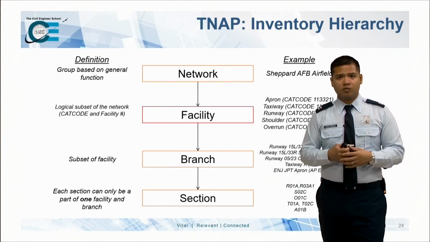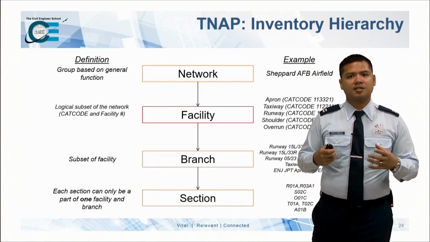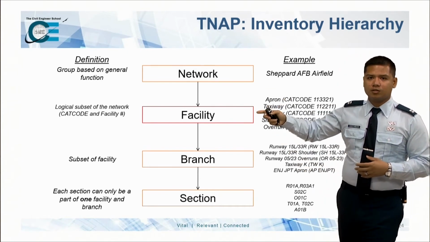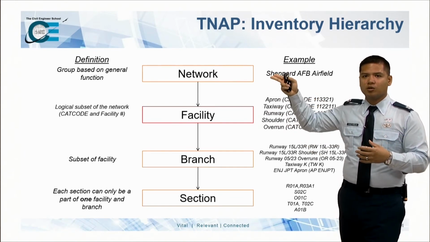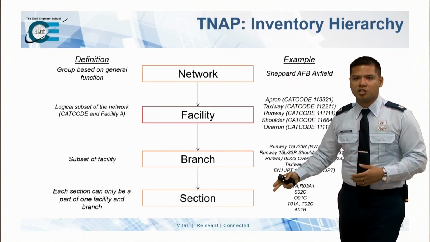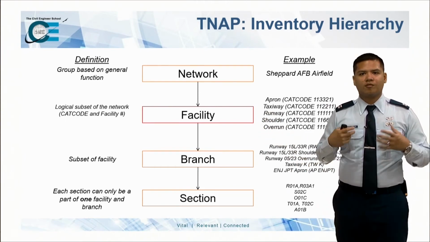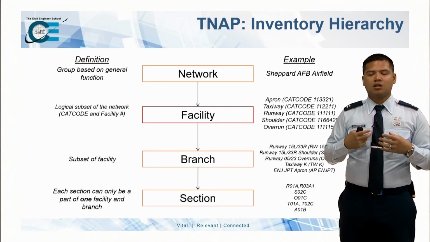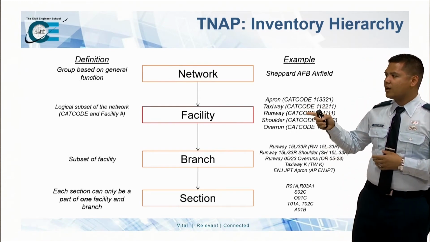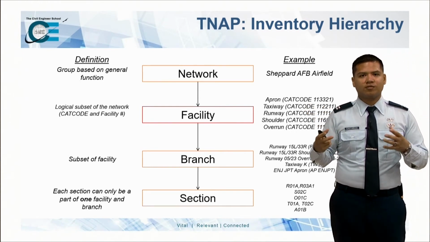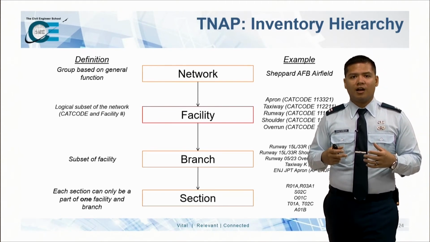So that was facilities. For transportation networks, it's broken down a little differently. Instead of systems, we have facilities. Remember, for facility systems, we had facilities and systems and components, then sections. For transportation, it's a little different. We have facilities where this is based off of the CAT code. So what is that kind of pavement type? Is it an apron? Is it a taxiway? Is it a runway?